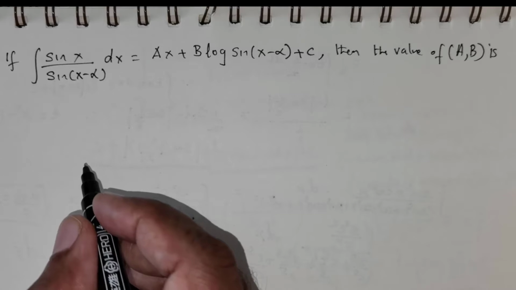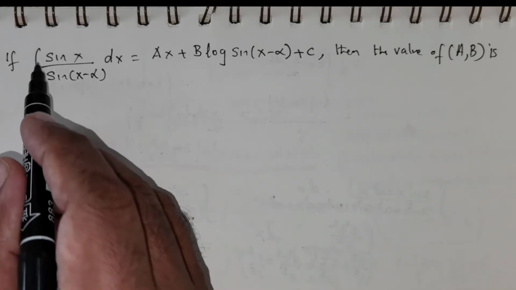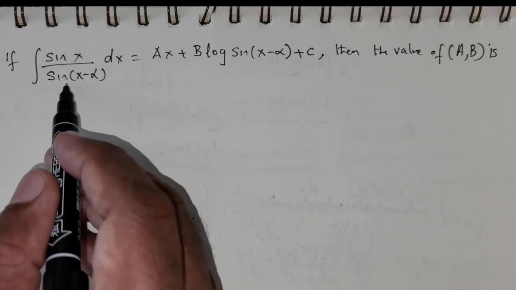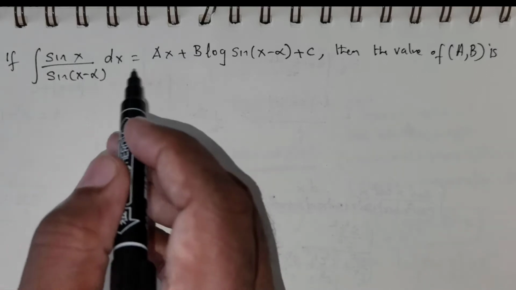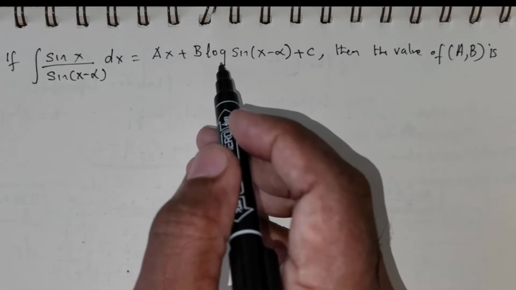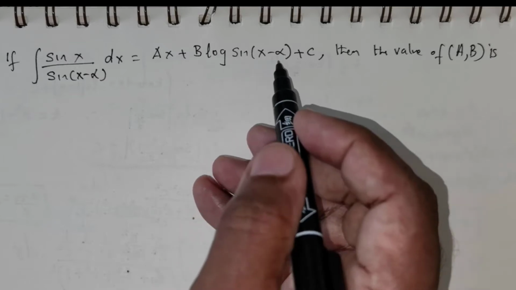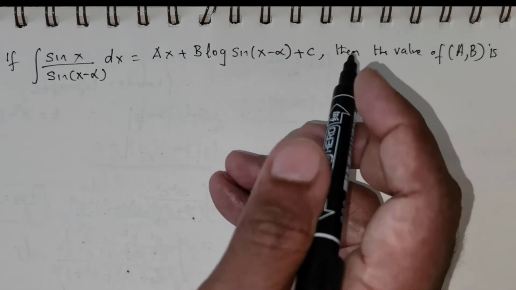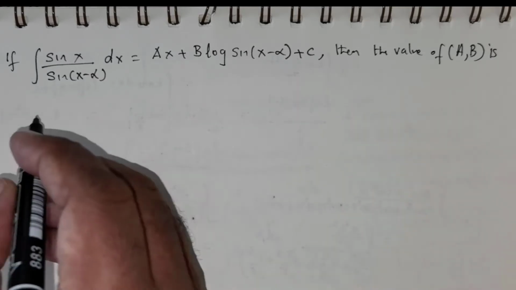We will start off with the review question. We are given that if the integral of sin x over sin of (x minus alpha) dx is equal to a times x plus b times log of sin of (x minus alpha) plus c, then we are expected to find the value of (a, b).